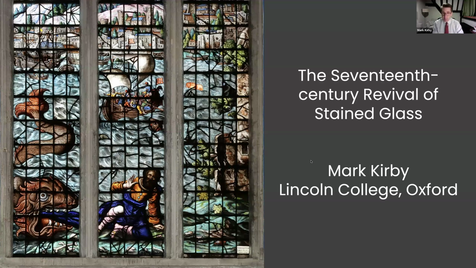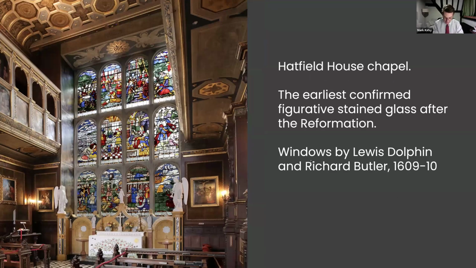The first we can be confident about was when Robert Cecil, Earl of Salisbury, commissioned windows for his private chapel at Hatfield House in 1609 to 10. This was made by two prominent glass painters, Richard Butler and the French glazier Louis Dolphin, which I assume is an anglicised version of Louis Dauphin. And he then went on to install more glass at his London mansion, Salisbury House, in 1611 to 12, all of which was done by Butler.